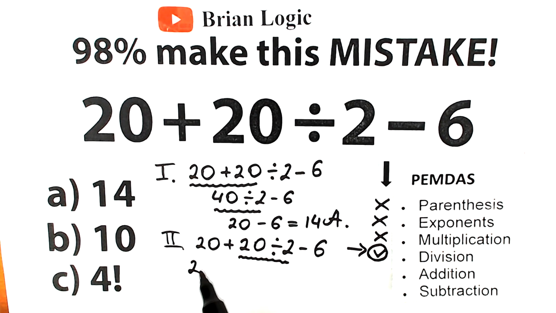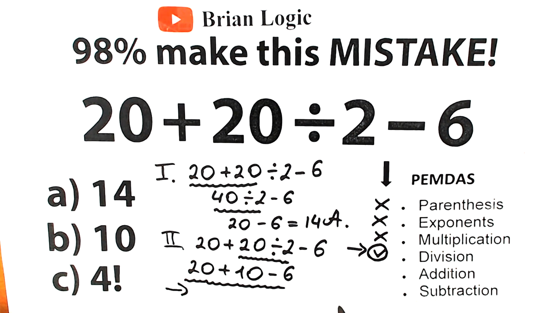So we have 20 plus 20 divided by 2 equal to 10, and minus 6. Okay, we complete this part, and let's go to the next step. Finally, we should add or subtract. Let's scan where we have addition and subtraction. We have addition and we have subtraction. So it doesn't matter what order you select, it goes from left to right.